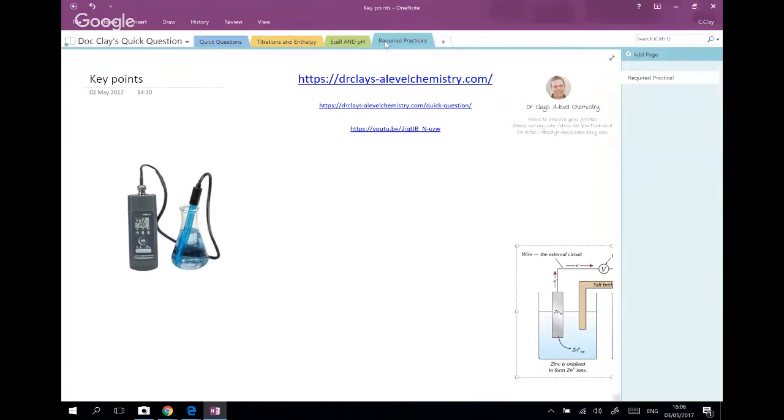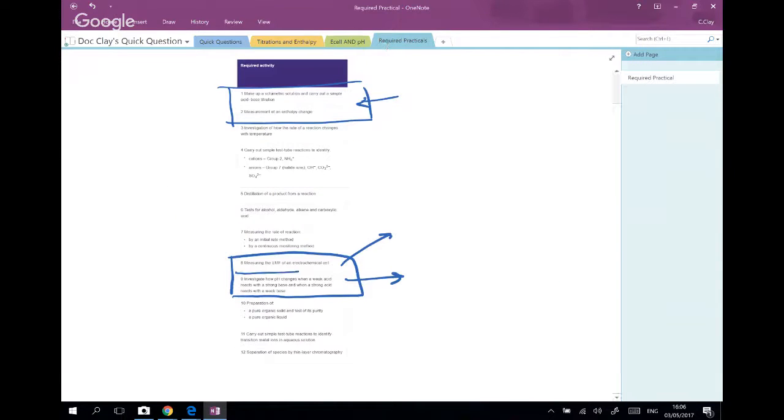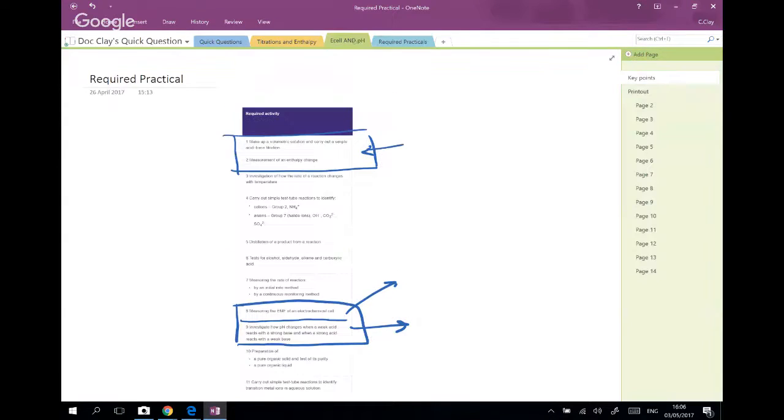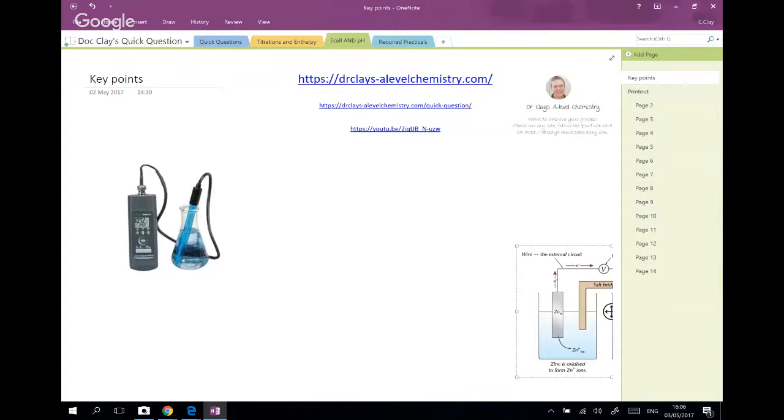So if we look at the required practical, we're saying investigate how pH changes when a weak acid reacts with a strong base, and when a strong acid reacts with a weak base. The key here that they're interested in us being able to do is, can we identify pH as a function of volume of acid or base added? Can we observe what our expected graphs would look like, and also can we then describe how we might measure the pH doing a titration?